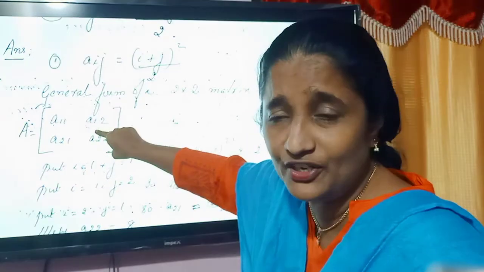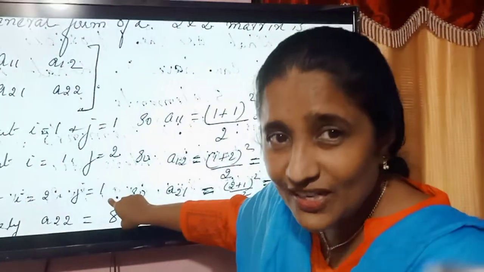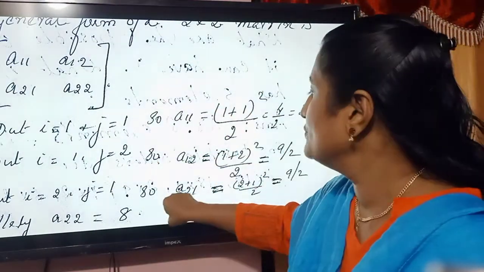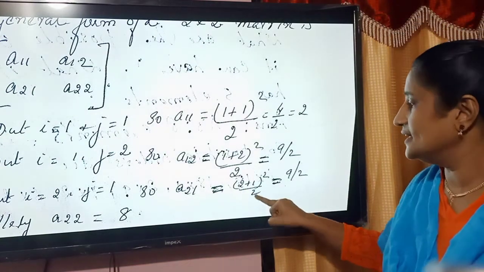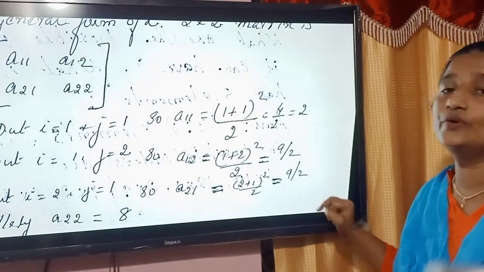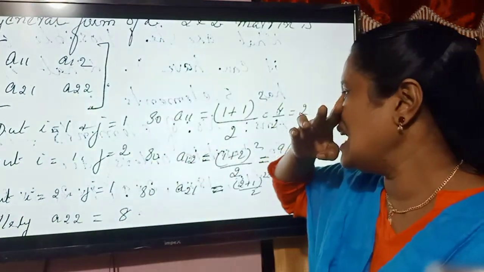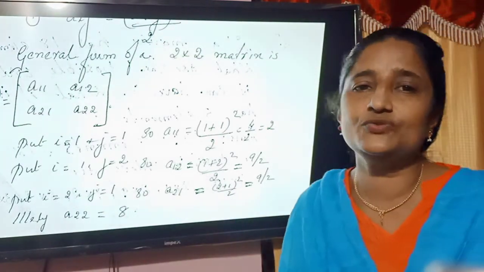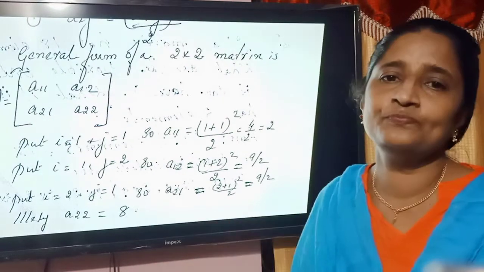Similarly, you find out the second element of the first row, A12. i is 1, j is 2. Substitute the values of i and j in the given standard form. So, A12 is equal to (i plus j) the whole square by 2. That is 3 square by 2. What is 3 square by 2? 9 by 2. Similarly, what is A22? Now, i is 2, j is 2. (2 plus 2) the whole square. 2 plus 2 is 4. 4 square is 16. 16 by 2 is 8.